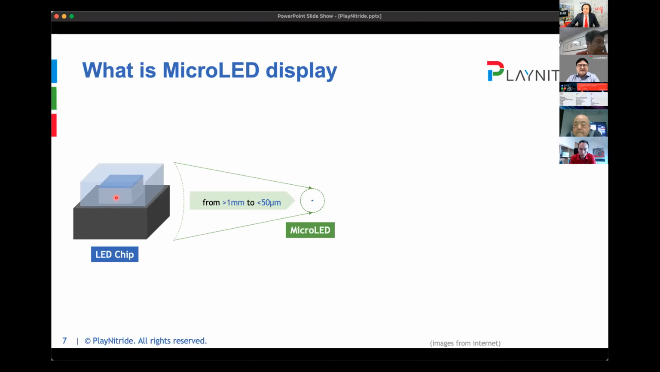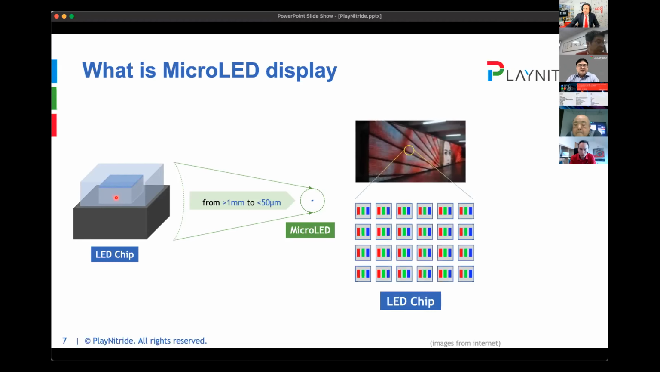So the size is kind of this definition, but we think the thickness will be a more accurate definition between mini LED and micro LED. So this is one LED chip. And for the display, we need to make it an array, or we call it a matrix. And the traditional LED chip, you can see that this is very big. So we can make the display, but the pitch will be wider. That means like an LED TV, you need to keep a distance, then you can see a beautiful picture. Otherwise, if you get close, you see a lot of dots.